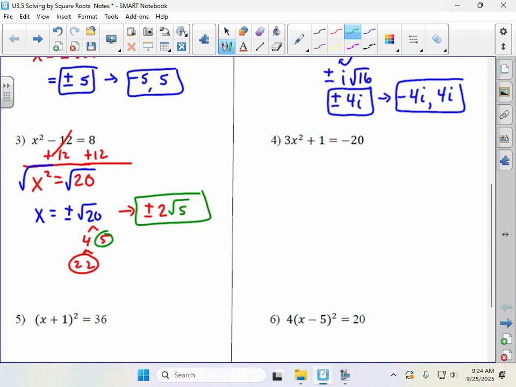All right, number 4. We're going to go ahead and subtract the 1 first. Don't divide by 3, subtract 1. So 3x squared equals negative 21, and we can divide by 3.